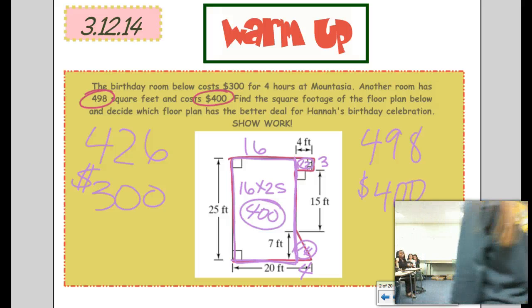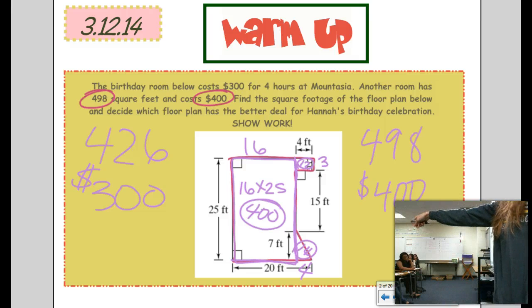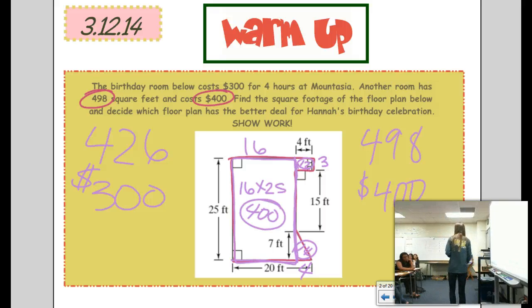$400 for that room. How do we find out which one's the better deal? Just say which one you would rather do. No, which one costs less per square foot? How do you divide them? Thank you for a valid suggestion, Megan. What do we divide? We want price per square foot. Price divided by square foot.